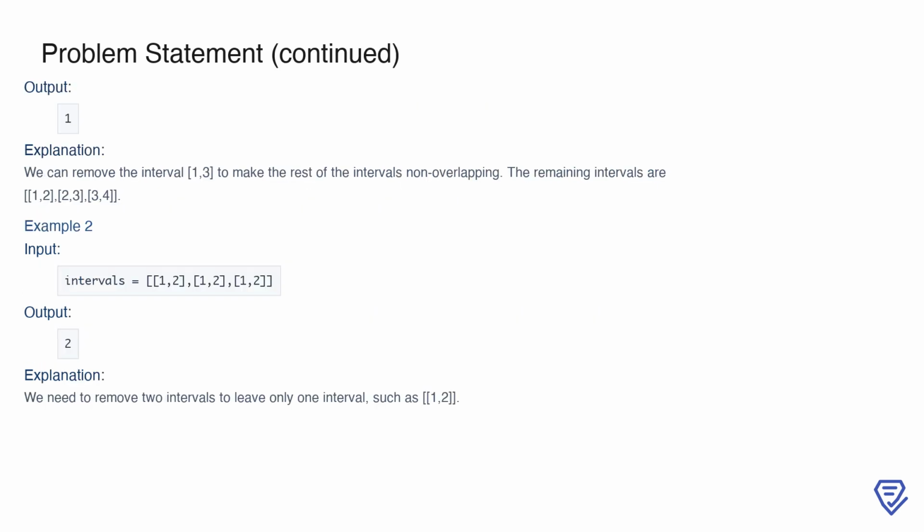For example, if the input intervals are 1, 2, 2, 3, 3, 4, 1, 3, the output will be 1. This is because we can remove the interval 1, 3, and the remaining intervals 1, 2, 2, 3, 3, 4 will no longer overlap. In another example, if the input intervals are 1, 2, 1, 2, 1, 2, the output is 2. In this case, we need to remove two intervals to leave just one interval, such as 1, 2, in order to make the set non-overlapping. The goal is to minimize the number of removals required to achieve this.